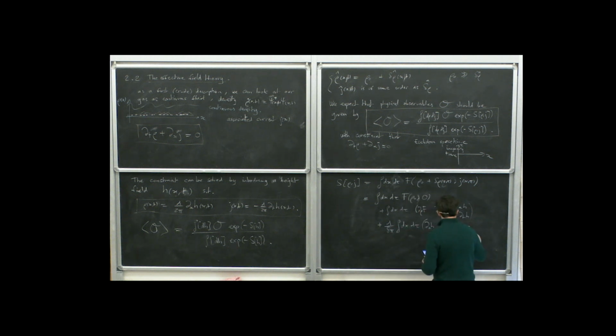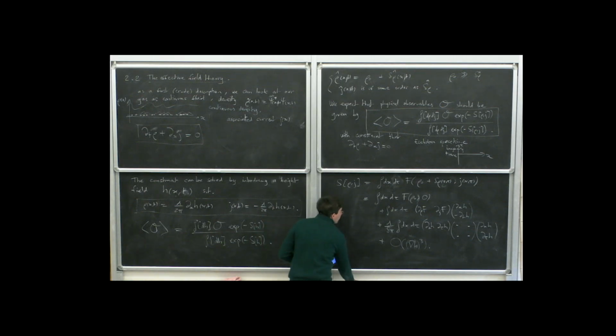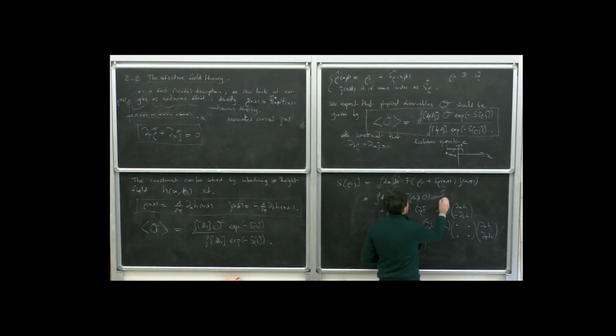Times some 2 by 2 matrix here. So this is the Hessian. Here you pick up the Hessian of this function f, multiplied by the two components of the gradient, and then some higher order terms. Those higher order terms will typically be of order gradient of h to the 3. Okay. Now, this is just a constant, so we don't care about it.